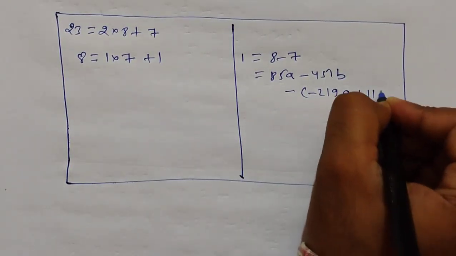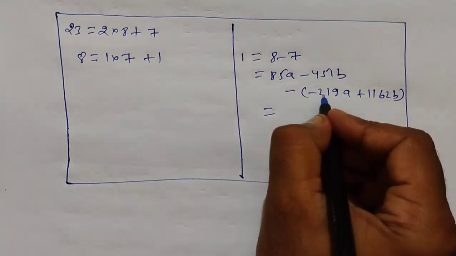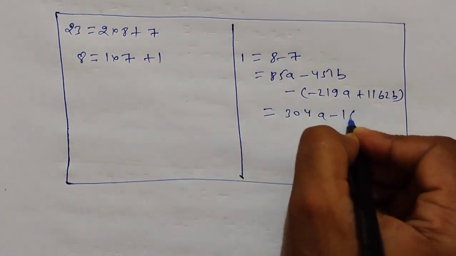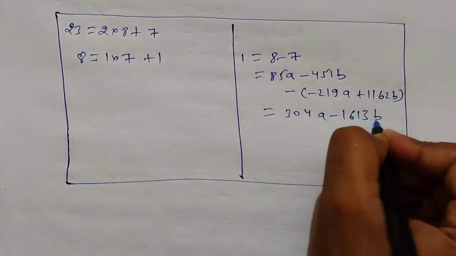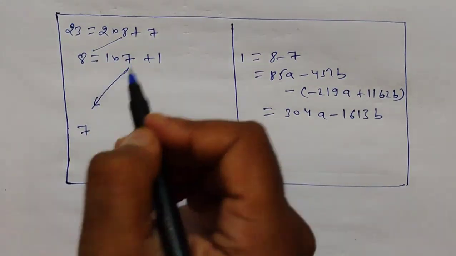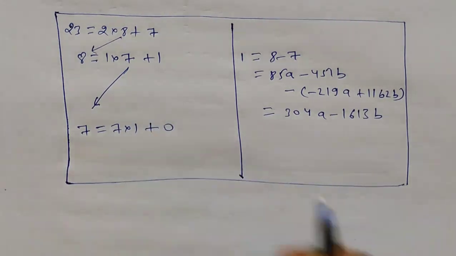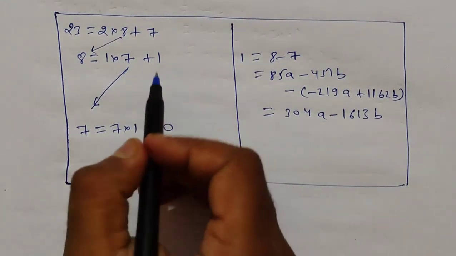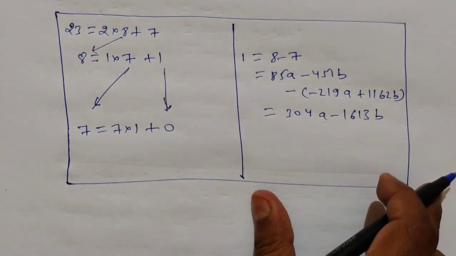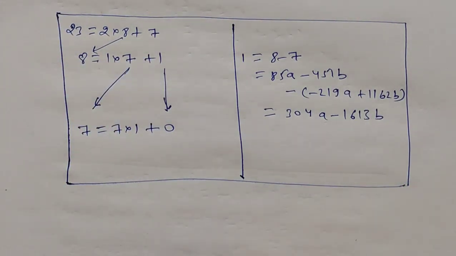219a plus 1162b. This is finally plus 219 plus 85, this is 304a minus 1613b, and finally for 7, here you can see 7 is equal to 7 into 1 plus 0. So this is the remainder here, 0. So 1 is the final GCD of this.